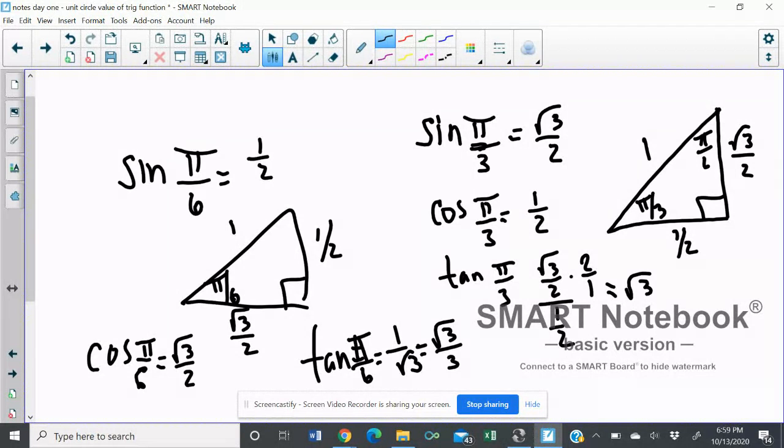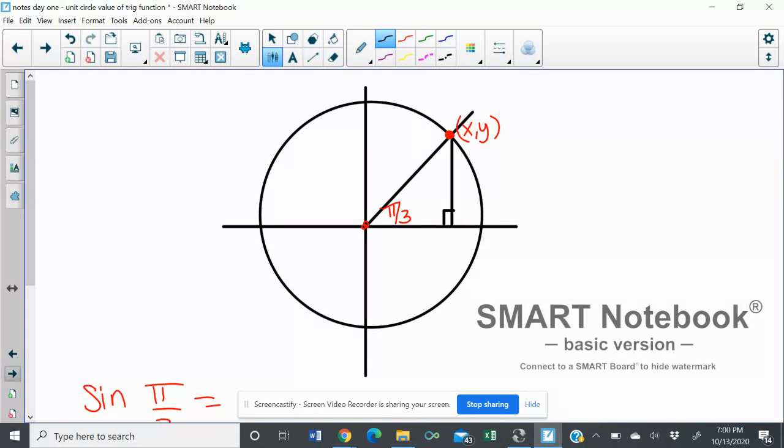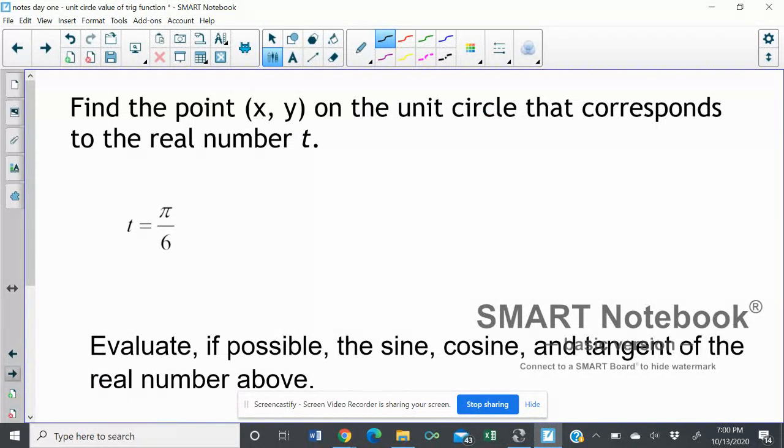Just so you know, these 30, 60, 45 triangles are the only ones that you can know without using a calculator. So, yep, it's going to happen. Lots of things without calculators. Crazy, right? All right, we did the pi over 3 already.